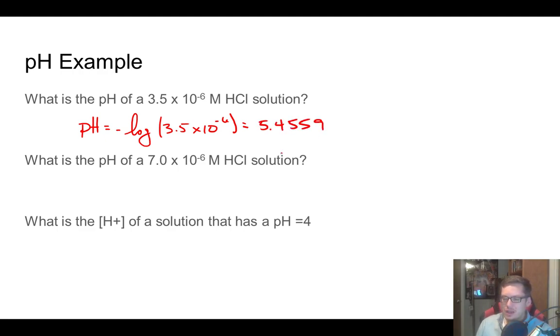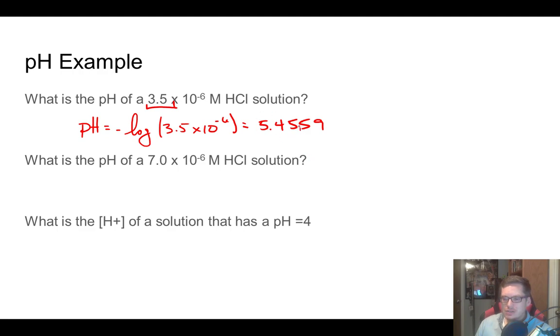5.4559. So this is what our calculator spits out. Now we have to think about our sig figs. This value here has 2 sig figs because that's what's in our coefficient. So we need to round it to 2. So you might, in the past, say, oh, it's 5.5, right? Well, that's not quite right. Because pH is logarithmic, the number before the decimal is a placeholder. So that placeholder value doesn't have sig figs.